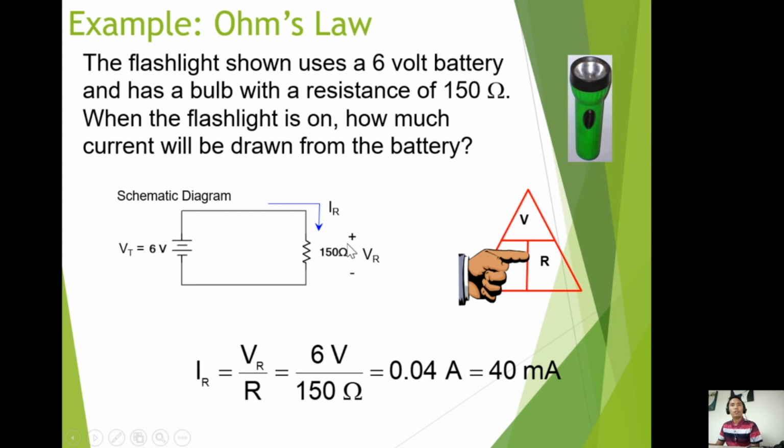For example, given that the flashlight consumes a current of 40 milliamps, and you are going to solve for the resistance of the bulb, R is equal to V over I. So cover this one, V over I, to solve for the resistance of the bulb.